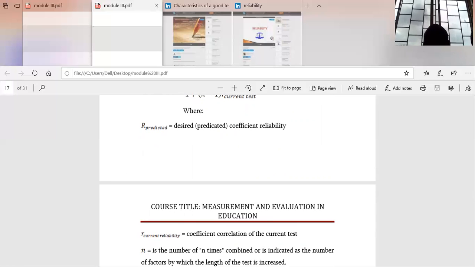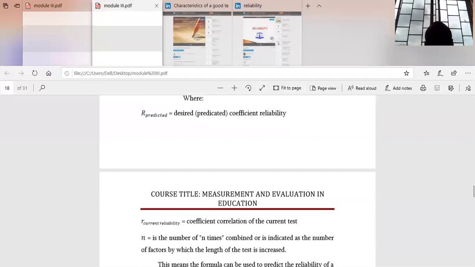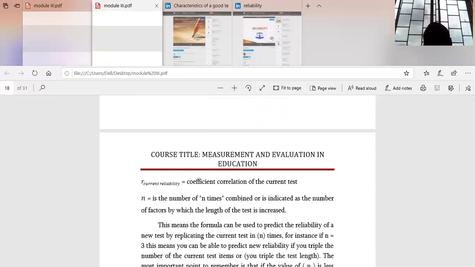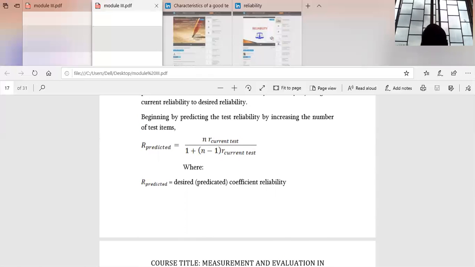The coefficient correlation of the current test, R, is equal to n, where n stands for the number of items, the factor by which the length of the test is increased. So to get R, you take n times the current reliability, over 1 plus brackets n minus 1 times R. That's the general formula for how to calculate it.